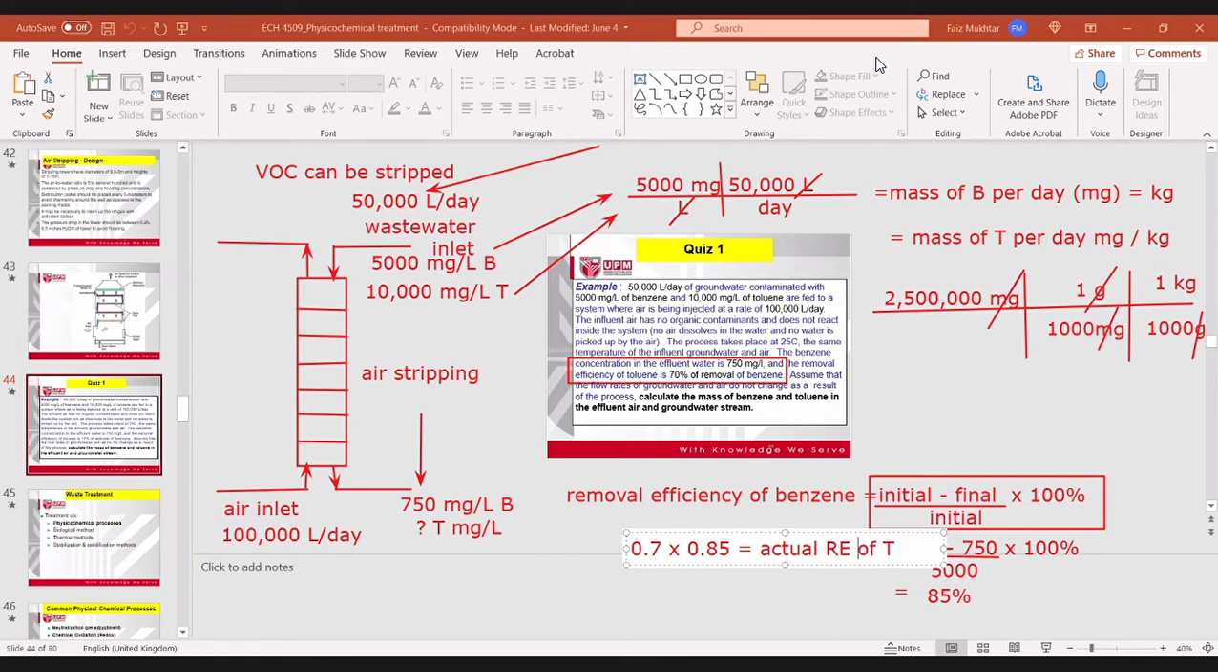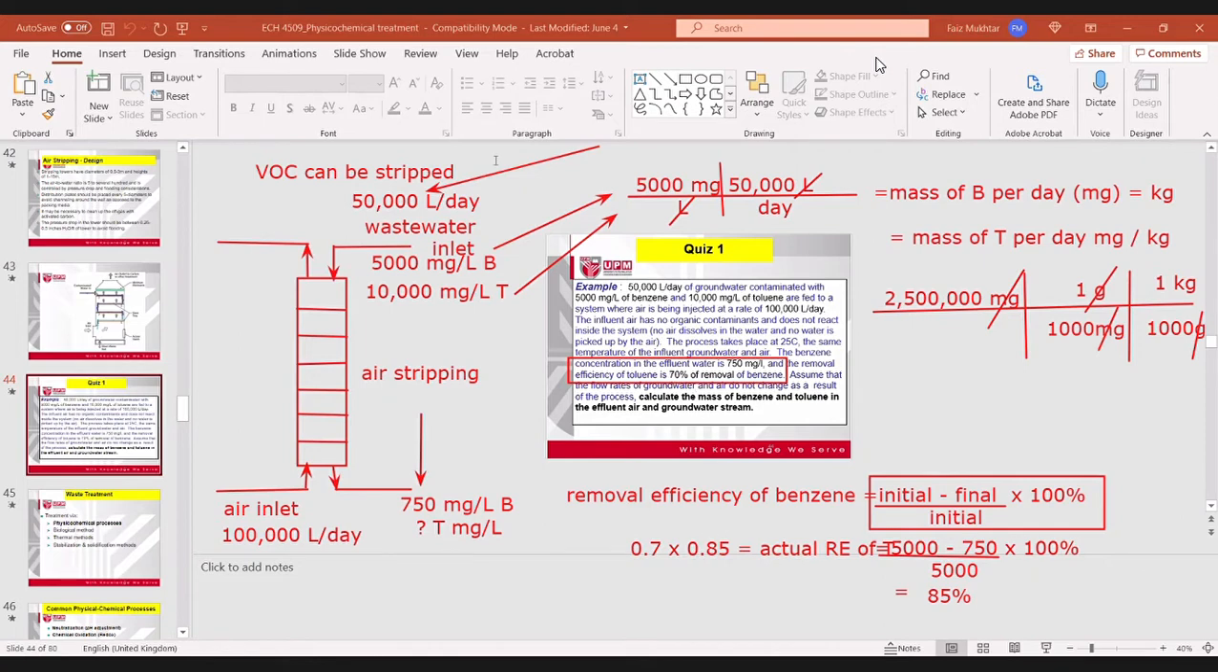I will just put RE here. It means removal efficiency of toluene. Sorry, it overlaps with that calculation on the right hand side. That 70% written in that question is not the removal efficiency of toluene. It just says that the removal efficiency of toluene is 70% of the removal of benzene.